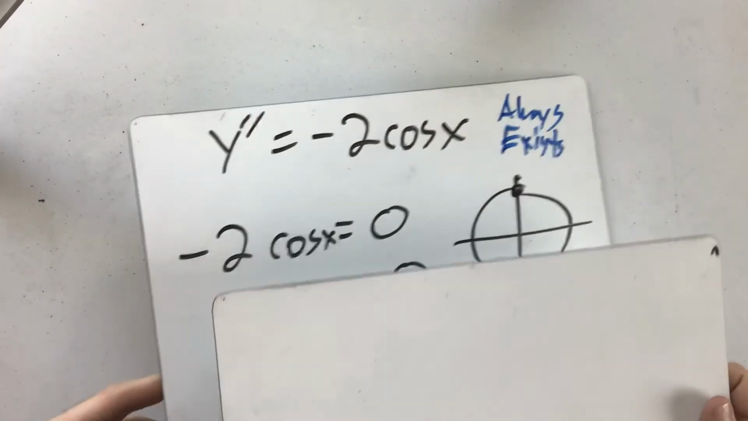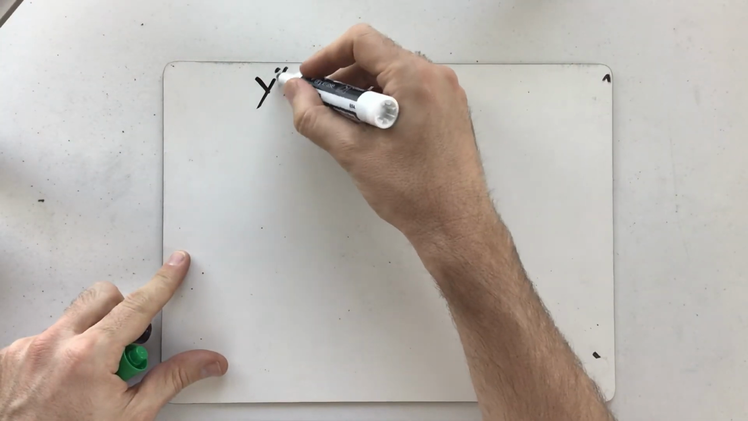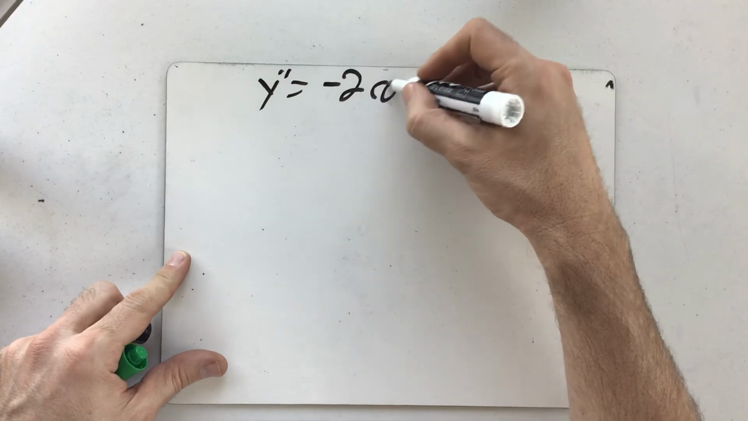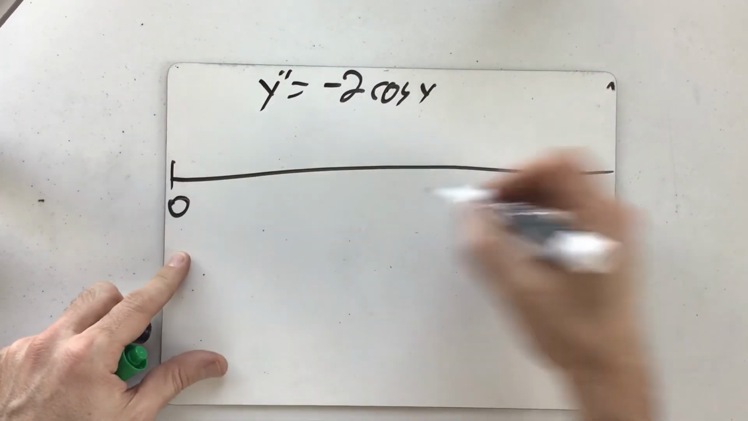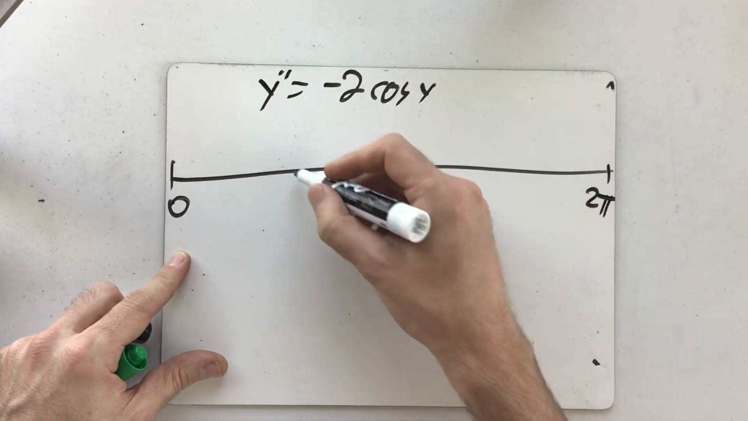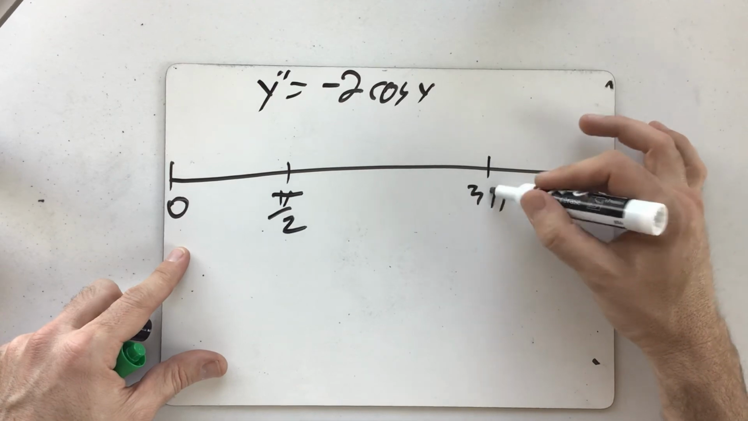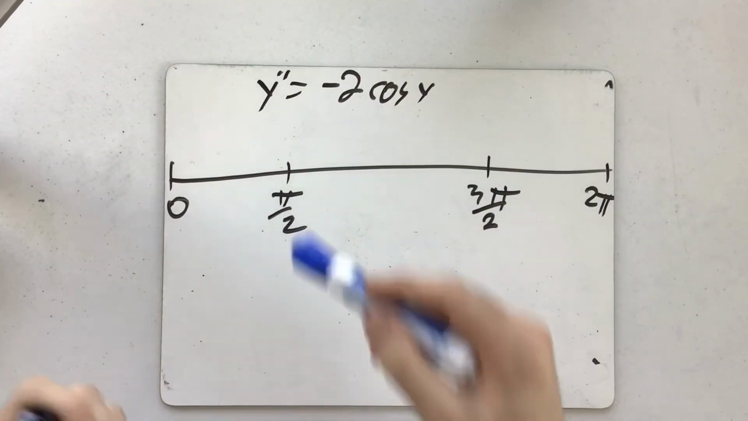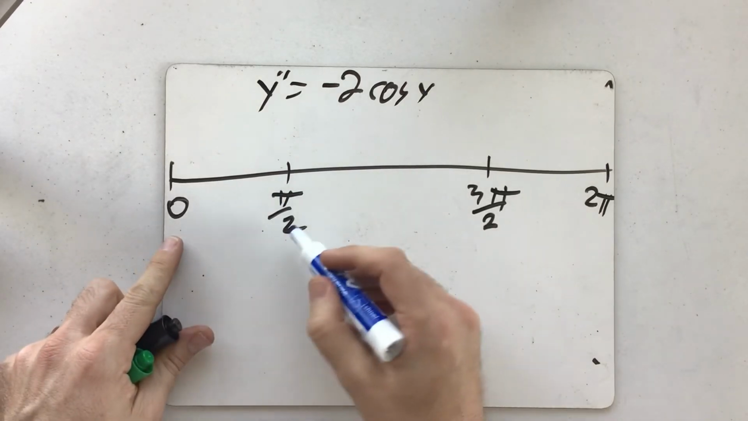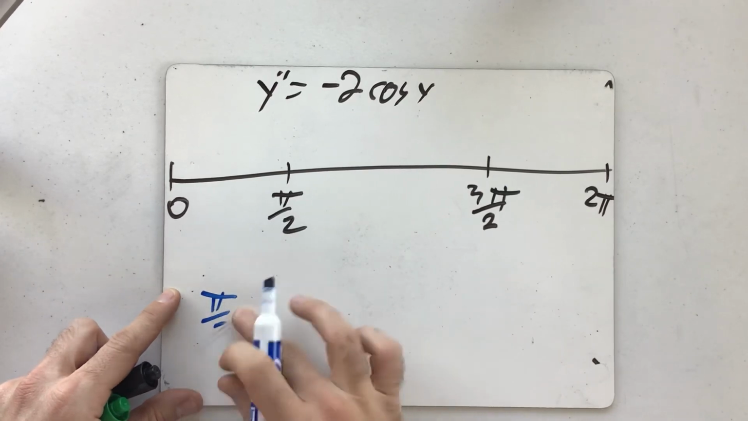As I make and test my number line, I'll write my second derivative on here again, negative 2 cosine of x. We've got 0 over here and 2 pi over here, and then we'll put pi over 2 in that section and 3 pi over 2 in that section. And now I just have to test each section. So let's test something between 0 and pi over 2. Pi over 4 seems like a good number to test.